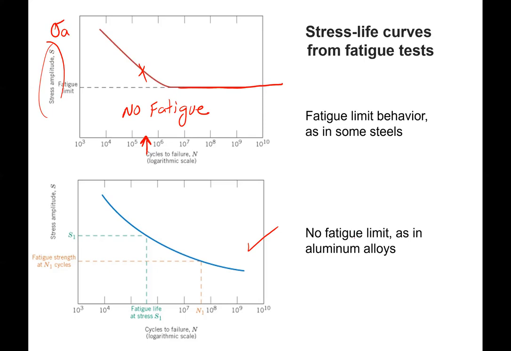And then again, if you have one with no fatigue limit, then you have to use some convenient measure, maybe 10 to the 7th, or maybe if this is a part that's going to see very high frequency cycles, you might need 10 to the 8th, 10 to the 9th cycles, and you can pull off your stress amplitude to cause failure there.